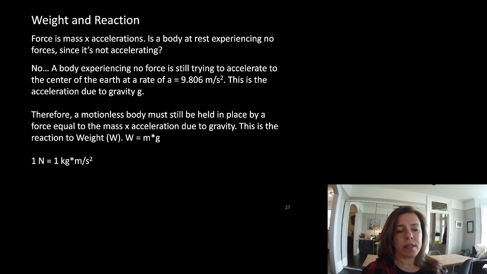Now, weight, or the load of us pushing downwards, has a reaction. Remember, force is mass times acceleration. Is a body at rest experiencing no forces since it's not accelerating? I'm not accelerating anywhere, but I'm sitting here. I'm not going anywhere.